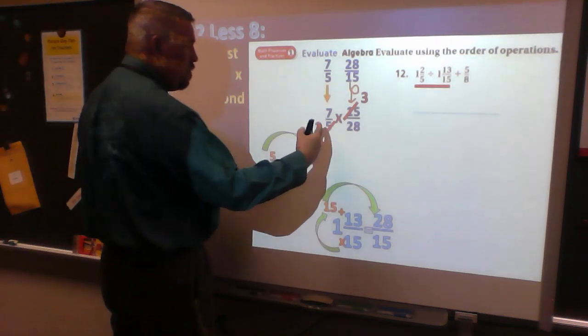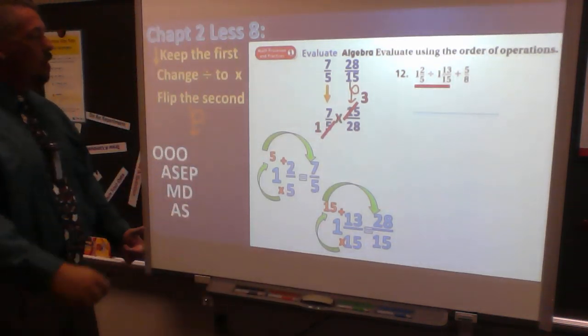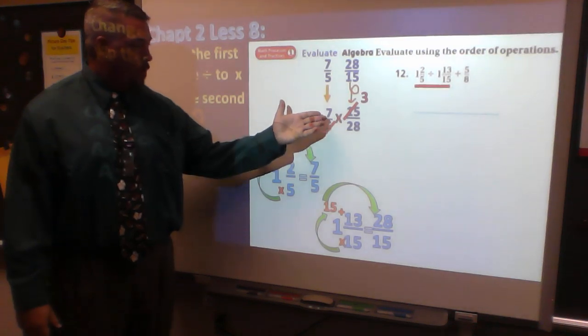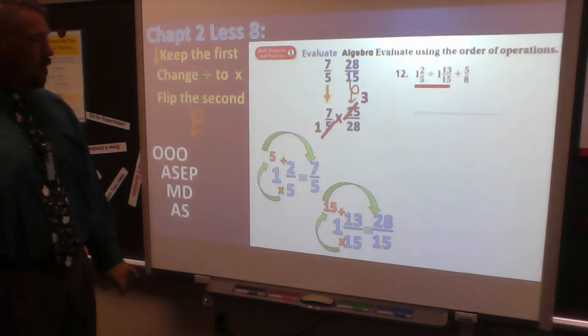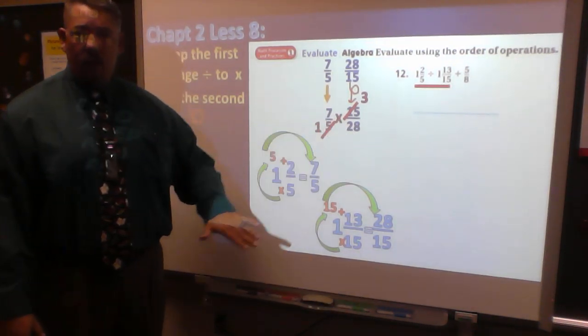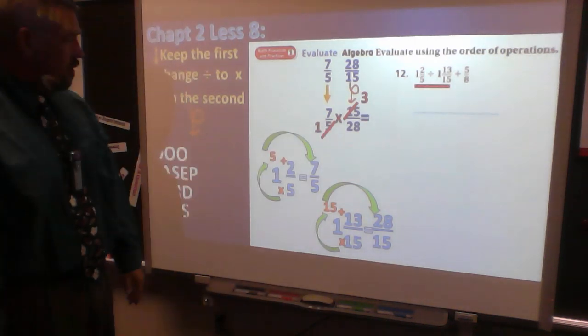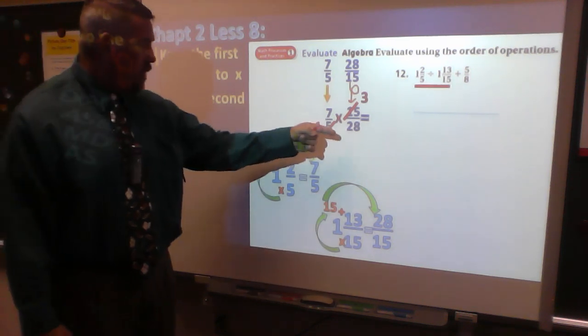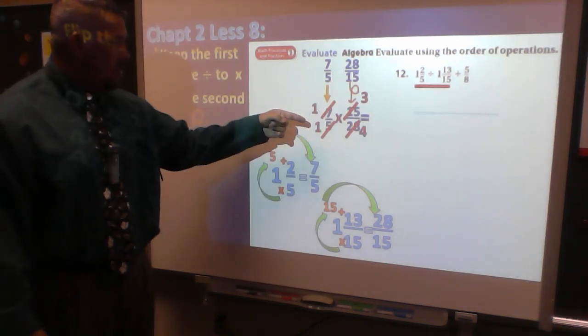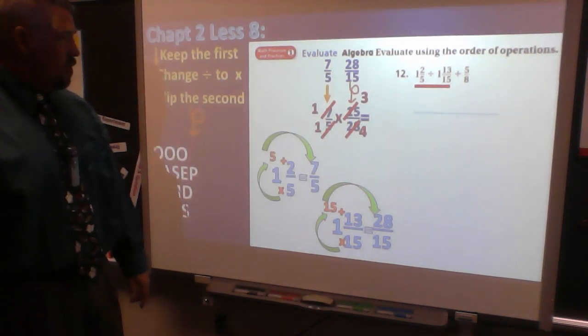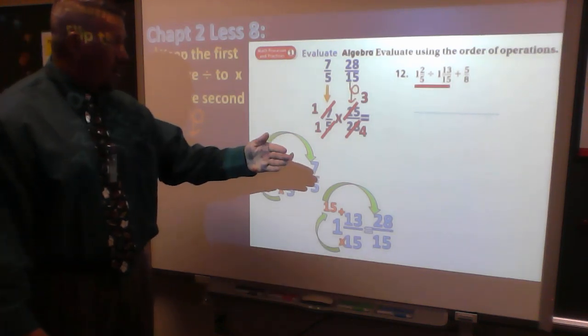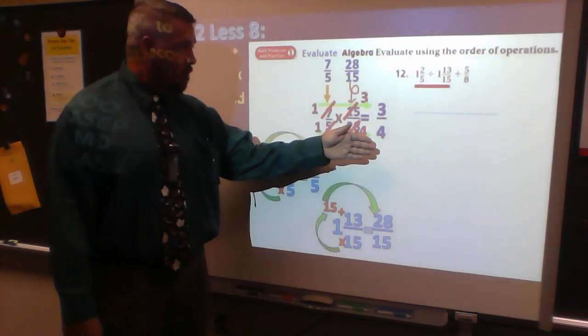I am going to reduce by 5 as it's showing. 5 goes into 5 one time and 5 goes into 15 3 times. Once again, 7, I have 4 equal weeks there, right? Because 7 will go into 28 4 times. So I'm going to reduce by 7s. 7 goes into 7 once and 7 goes into 28 4 times. Then when I multiply across, I end up with 3/4.